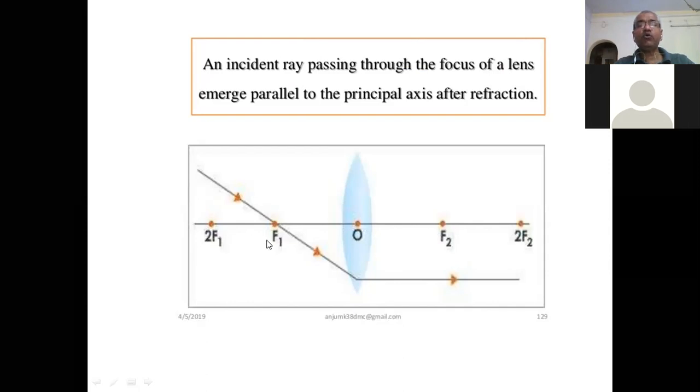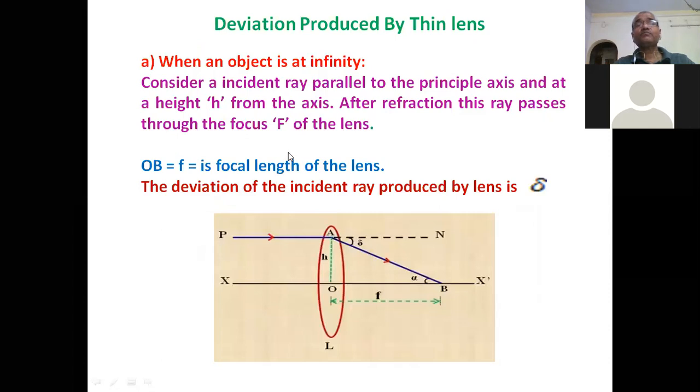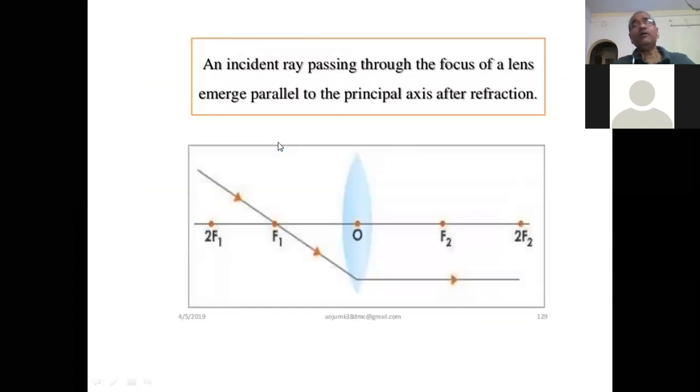These are the principal focus F1 and F2. This is the incident light which passes through the focus, and after emerging it is parallel to the principal axis. The rays which are parallel to the principal axis, they are called as the paraxial rays.